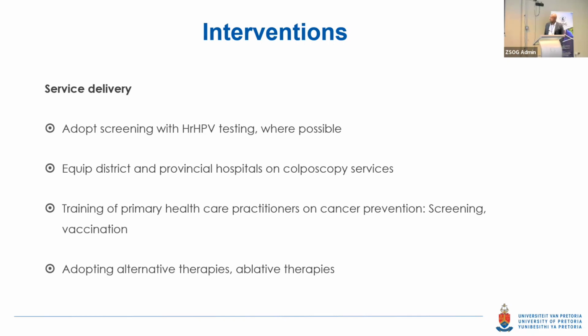And the other point that we think should be fixed is to equip district and provincial hospitals with colposcopies. That is what we're doing now, to treat the abnormal pap smears of cytology. Training of primary healthcare practitioners on cancer prevention, that is screening and vaccination. And we are currently trying to adopt other strategies for treating abnormal pap smears, that is ablative therapies, because these are the methods that can be used by the middle level practitioners.